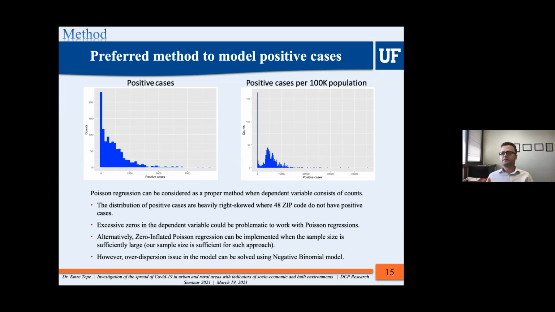When you have a significant amount of observations, this one could work. But the problem is, I actually tested it, and even with this I still had the over dispersion problem. Then we need to solve that issue using a negative binomial model, if you want to go that route, basically using a discrete response model.